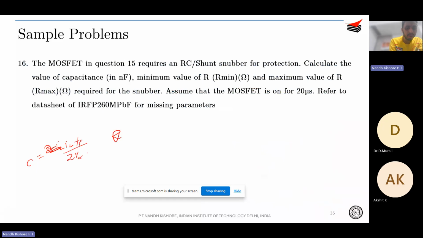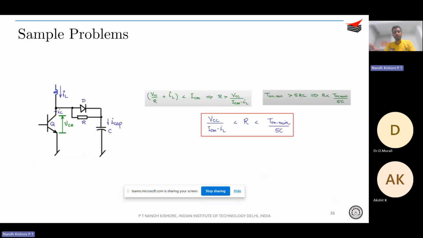And you have R between an R minimal and then an R maximum, right? So R minimal was based on the tau relation that you generally use, right? And R maximum was based on the KVL relation. Okay, so assume that the MOSFET is on for 20 microseconds. Okay, so yeah, so the same thing is shown over here. That is, the R minimal is based on this, and R maximal is based on this.